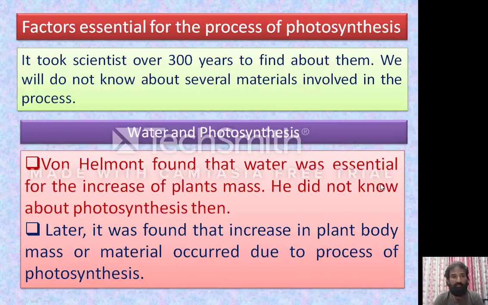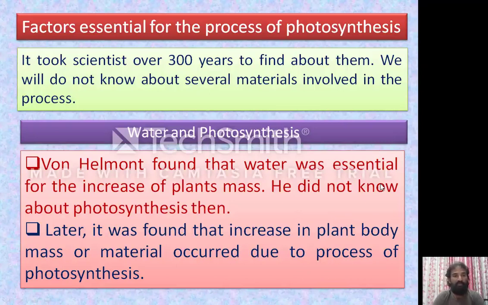So mainly the raw materials for the process of photosynthesis are carbon dioxide, water, and light. These are the main factors involved in the process of photosynthesis.